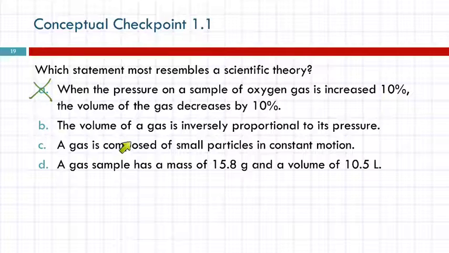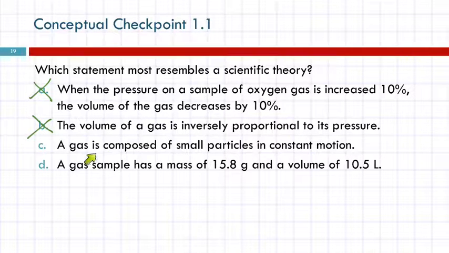The volume of a gas is inversely proportional to its pressure. If the volume goes up, the pressure goes down. Does that explain? No, it says what happens. So that's also an observation or law. A gas is composed of small particles in constant motion. Is that something that can be observed? Can we observe those small particles? No, we can't actually.